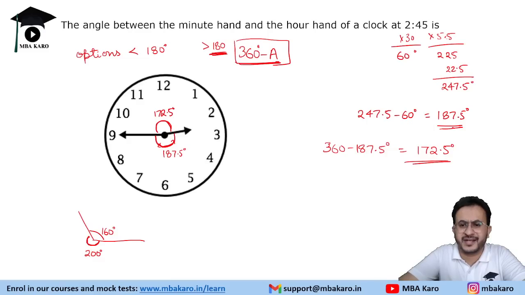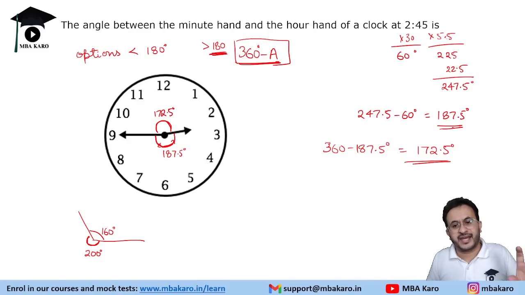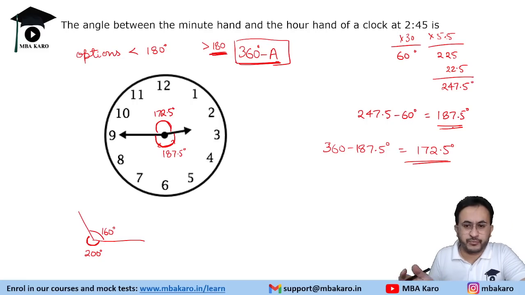So just remember this fact that the angle can be calculated two ways. We generally take the angle which is less than 180. So if in a question you are able to get an angle more than 180 and the options say less than 180, subtract the answer from 360 to get the result.